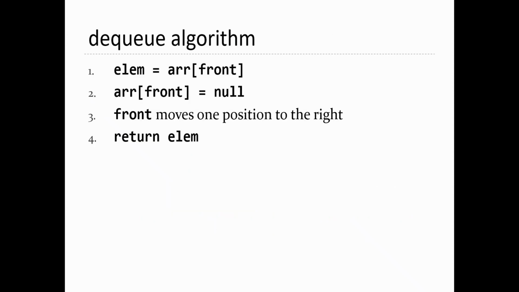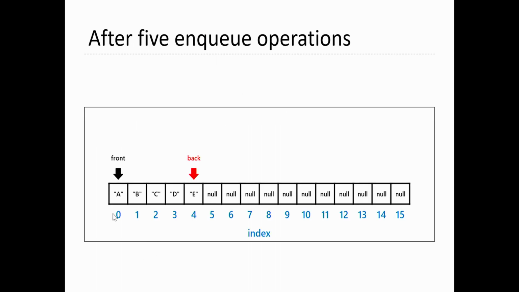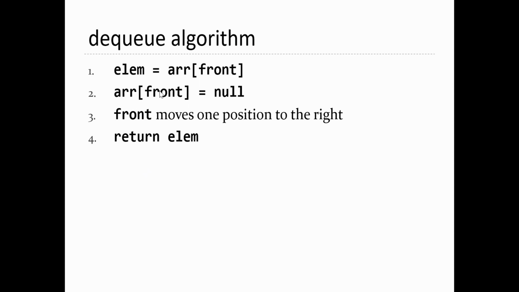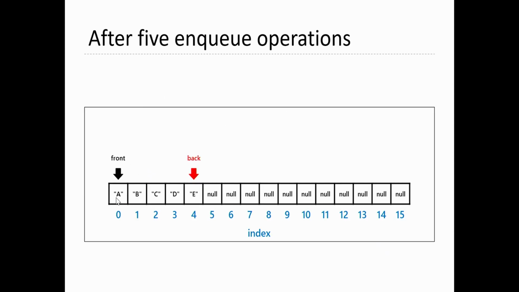Okay, so what about dequeuing an element? So if I want to dequeue an element, I know front is pointing at that element, right? So I have to remember that there's an A there, because I need to return the A. I'm then going to delete the A from the array by writing null into the array. Then I'm going to move front to the right.